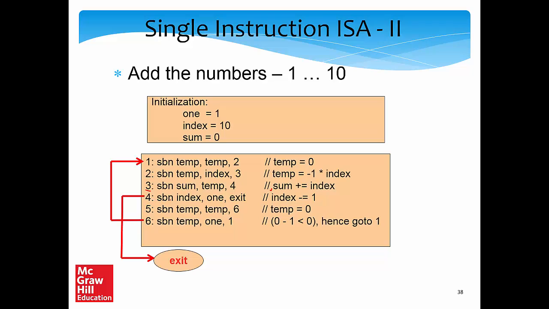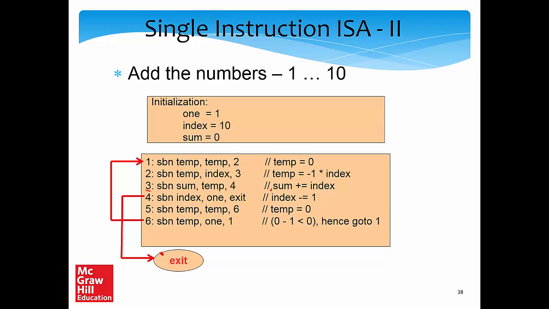Then we subtract 1 from the index. We are essentially doing sum += 10, then sum += 9, sum += 8, and in that fashion. So we subtract 1 from index, and if we see that it has become negative, it means it is time to get out of the loop. So we just jump and we come here to the exit point.